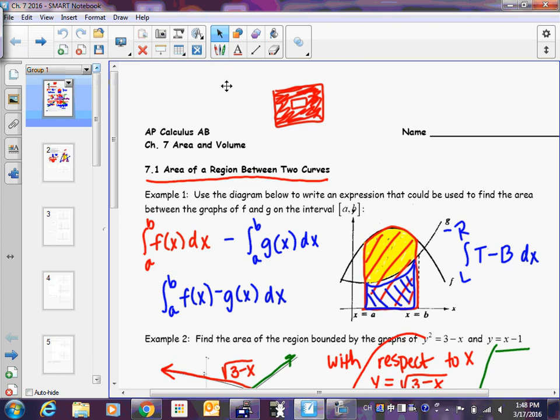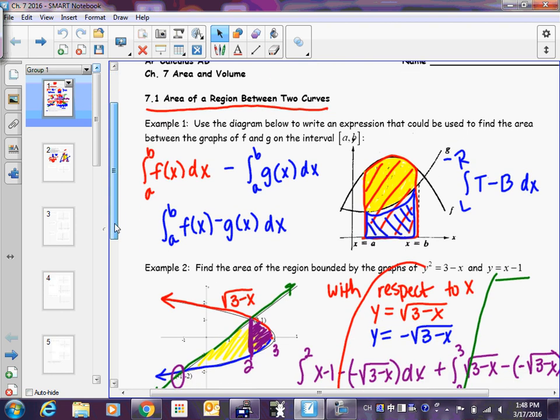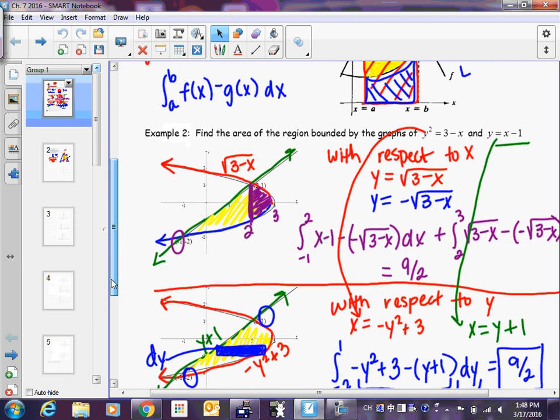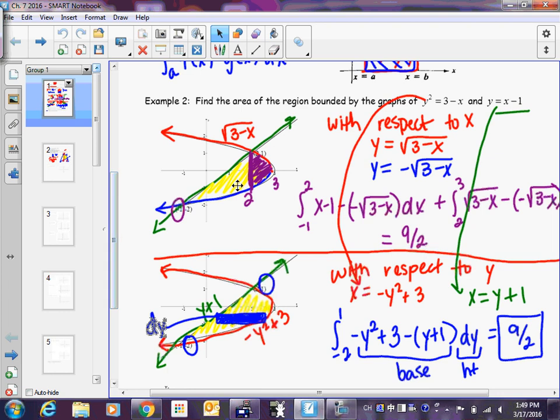Okay, so in yesterday's lesson, we learned how to integrate between two curves. Just like how we integrated all the way to the x-axis, we just have to subtract the two curves. And that worked when we were doing problems with respect to x. And then we discovered that sometimes that gets really messy, and so we've learned about an alternative way, called with respect to y. How do you know when to do which? That's what we're going to talk about today.